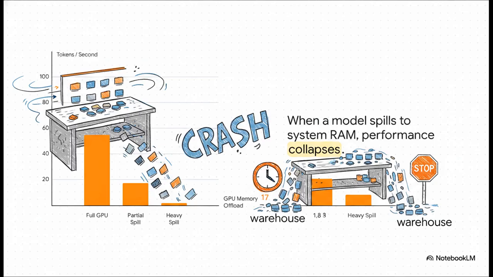Look at this real-world data from a regular 8GB graphics card. When the entire model fits on the workbench, our VRAM, it's pumping out text at 55 tokens per second. That's like reading speed fast, it feels great, but the second the model gets too big and has to spill into the warehouse, our system RAM, the speed just collapses. With a heavy spill, it drops to less than 2 tokens per second. That is unusably slow. Keeping the entire model on your GPU is absolutely not negotiable if you want a good experience.